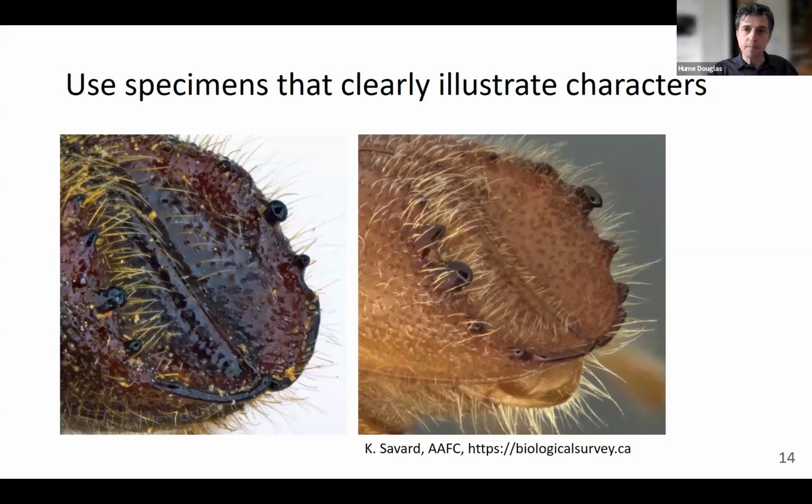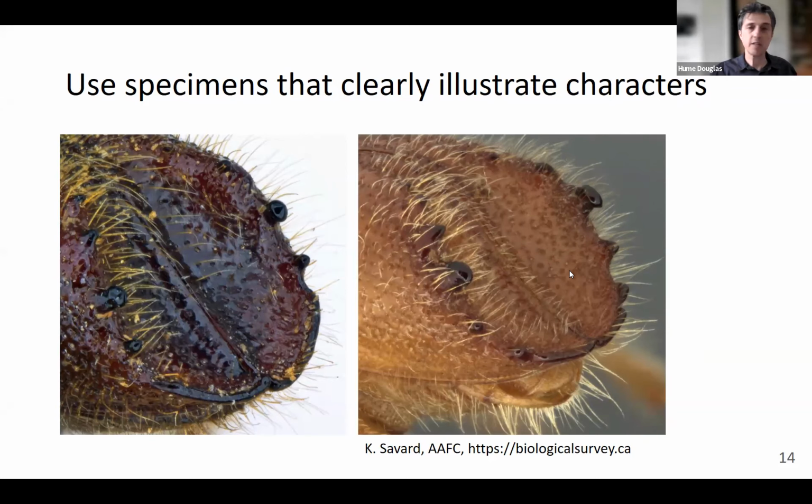Here, also, sometimes I've chosen to use teneral specimens or newly enclosed adult specimens for photographic reasons. In this case, the less sclerotized teneral specimens on the right have relatively more pigment in their spines than in the rest of the integument. This makes it easier to see the sculpture in the elytra.